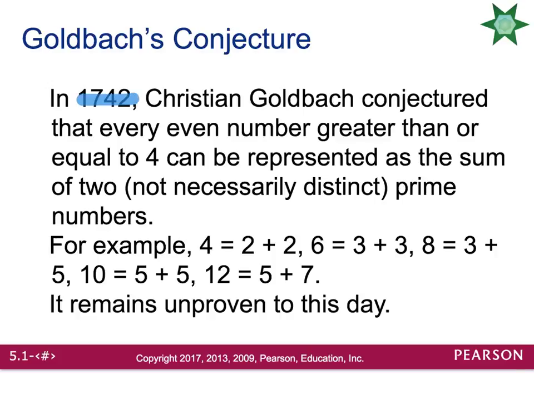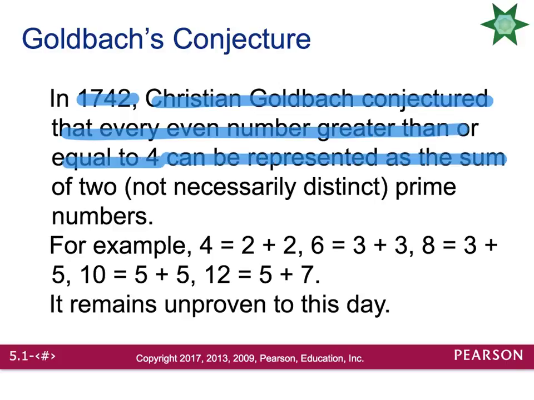In 1742, Christian Goldbach conjectured, again, that's not proven or disproven, that every even number greater than or equal to 4 can be represented as the sum of 2 prime numbers, not necessarily distinct. So they could be different, or they could be the same. For 4, we could write 2 plus 2, they're both prime. 6 is 3 plus 3. 8 is 3 plus 5. 10 is 5 plus 5. 12 is 5 plus 7.